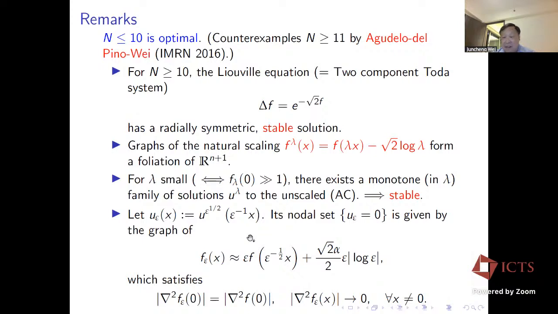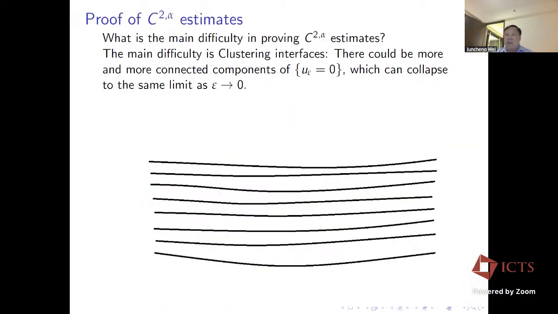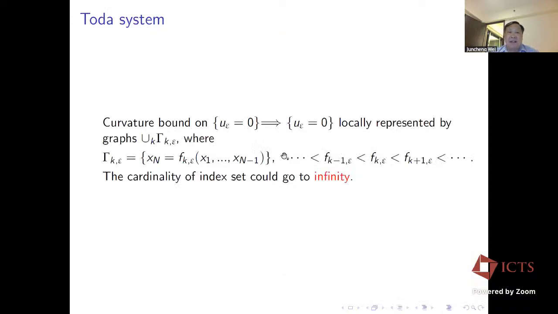On the other hand, we show that the theta alpha estimate is equivalent to the existence of a stable solution for the Toda system. So how do we show this? If we have a stable solution with multiple layers, how do we extract a Toda system from this multiple layer? And the idea is the reverse Green method.